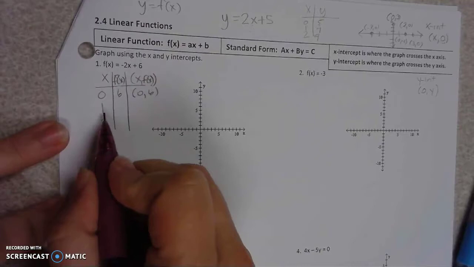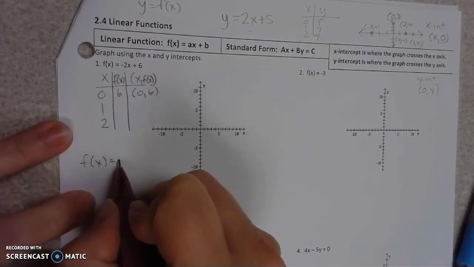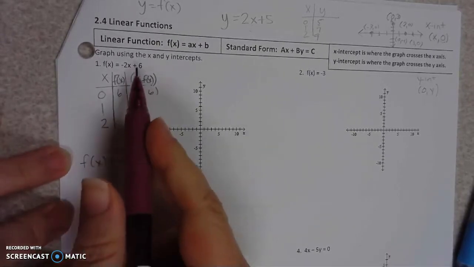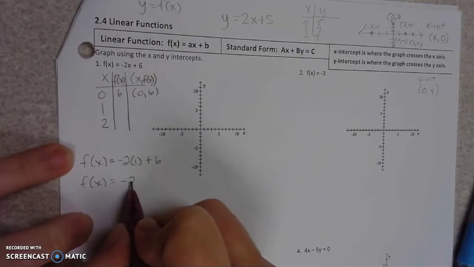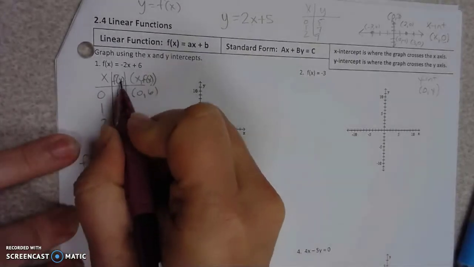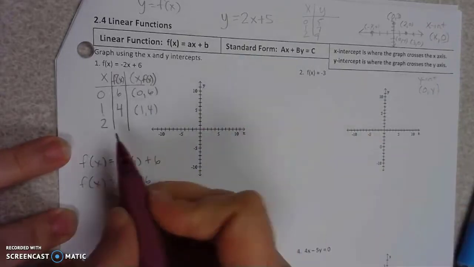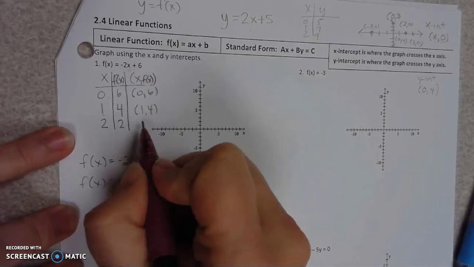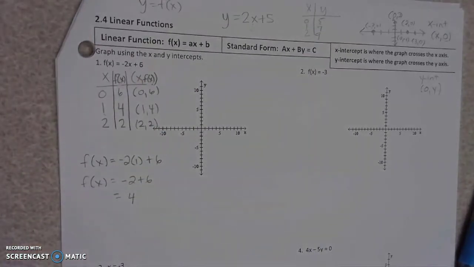Then I can fill in a 1. So if you're not sure what I'm doing here, I'm saying f of x equals negative 2 times 1 plus 6. I'm just substituting in this x value and solving. And so that'll be negative 2 plus 6, which will be 4. So when x is 1, the function has a value of 4. 1, 4. And then I do the same thing for 2. So negative 2 times 2 is negative 4, plus 6 is 2. Alright, now that gives me 3 good points.